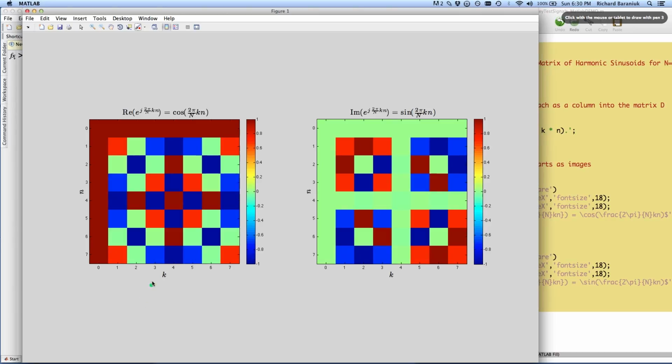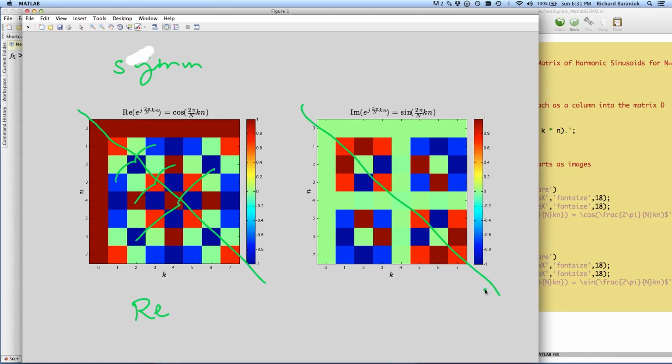The last thing that you should notice is that these matrices have some very interesting symmetry properties, namely that the real part is a symmetric matrix, where if we draw a line down the diagonal, we see that entries on opposite sides of the diagonal take the same value, and that means it is a symmetrical matrix. Whereas if we look at the imaginary part matrix, we see that it also has this symmetry to it.